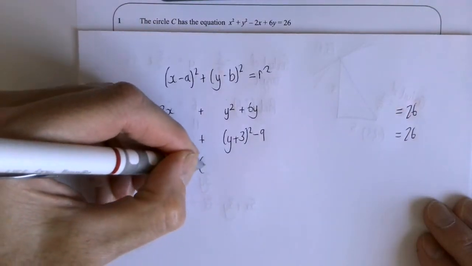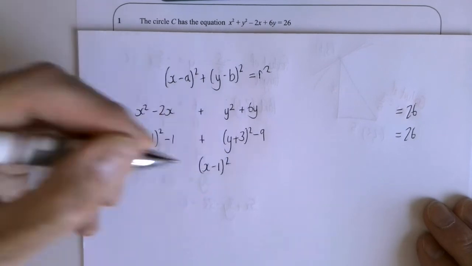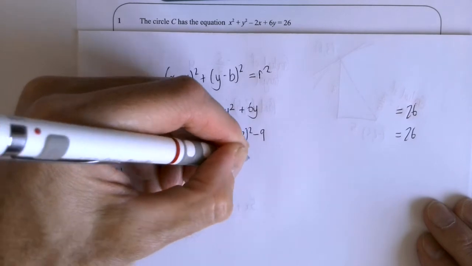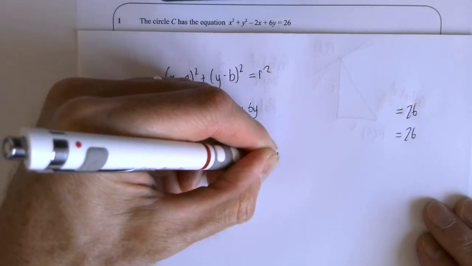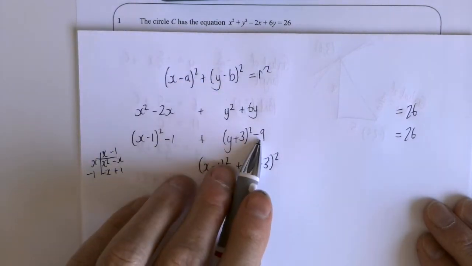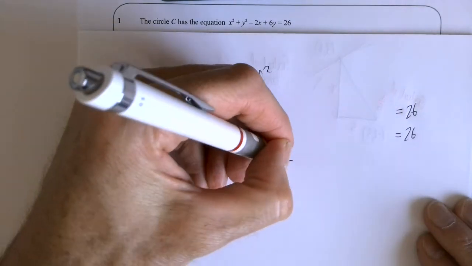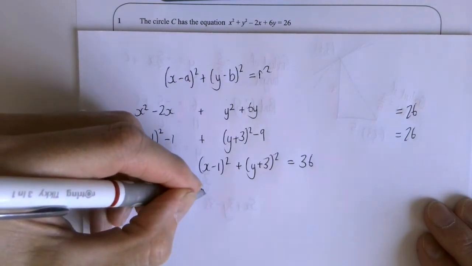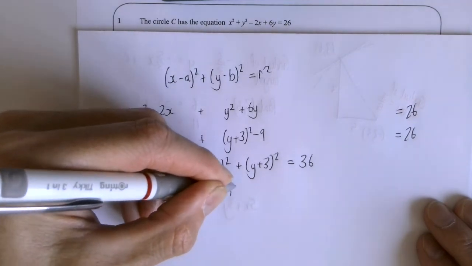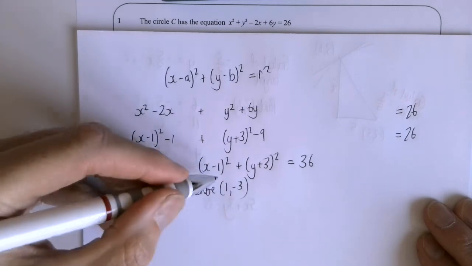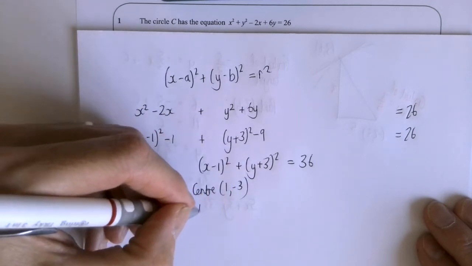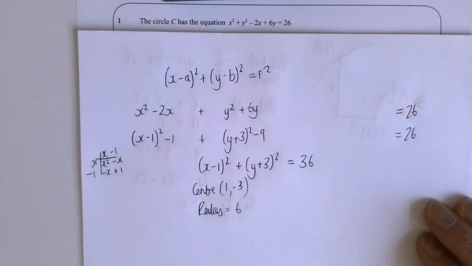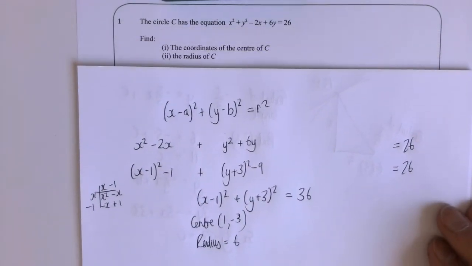And then I sort it all out. So I've got my x minus 1 squared and my y plus 3 squared. I've got minus 10 over here, which I then add over here gives me 36. So I know my centre is 1, minus 3, opposite of that, and the radius is the square root of that, 6. Easy peasy.